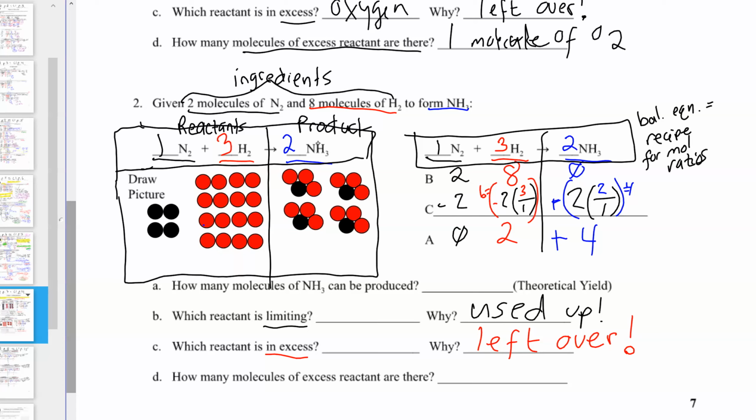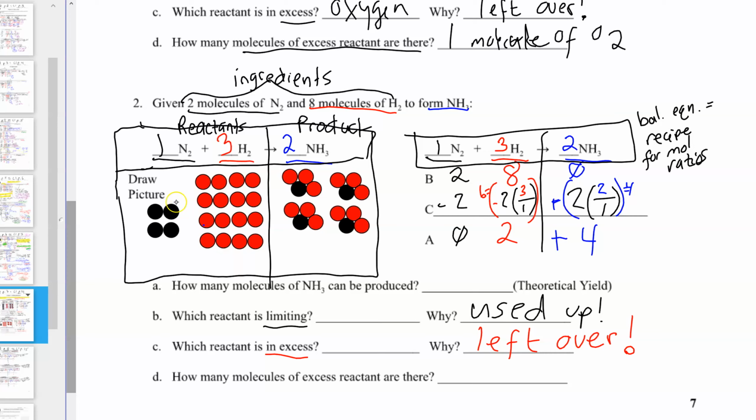Okay, so how much ammonia can I make? Well, looking at the picture, it looks like we're going to run out of nitrogen first. And here's a little mental math check you can do. I need 3 times as much hydrogen. Here's 4. Do I have 3 times as much hydrogen? Probably. So let's go through and try this.